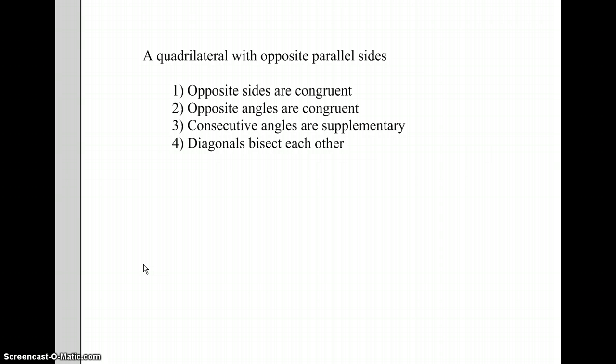So the first is that the opposite sides are congruent. So not only are the opposite sides parallel, but they're congruent as well. In addition, my opposite angles are congruent. So if you're looking at a parallelogram, you know the angles that are across from one another, not the consecutive angles, are going to be congruent. The consecutive angles are supplementary, and the diagonals bisect each other. So that is what's true about a parallelogram.